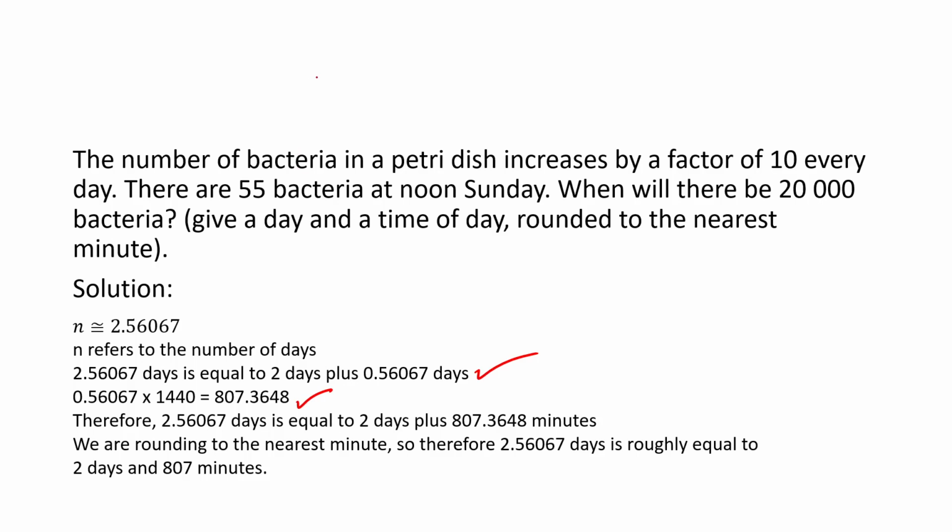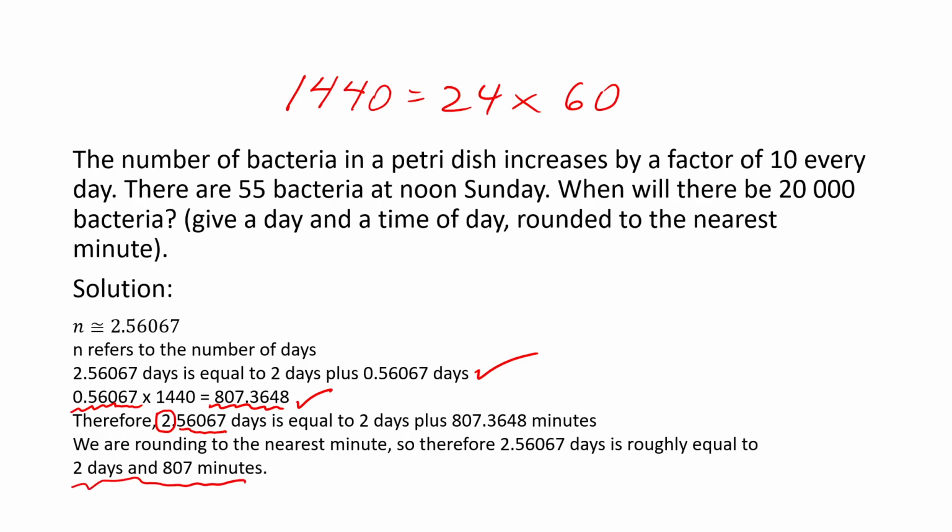You might be curious how we got 1440. Well, 1440 is equal to 24 hours in a day times 60 minutes per hour. So that's where that number comes from. So if we go 0.56067 days, then we've gone roughly 807 minutes. You know, that number of days times 1440. So the 2 in front refers to 2 complete days. This part after the decimal refers to 807 minutes. So we're talking really about 2 days and 807 minutes here.